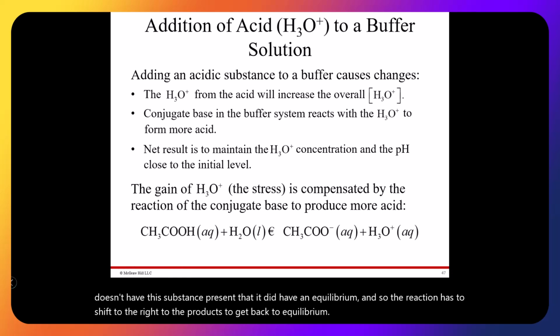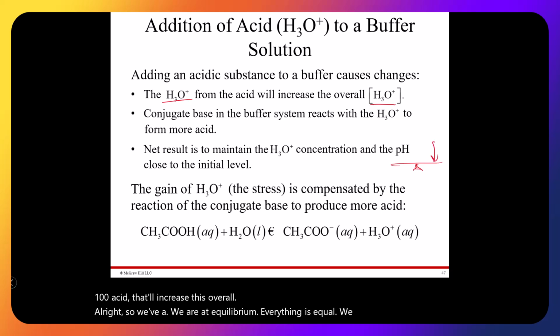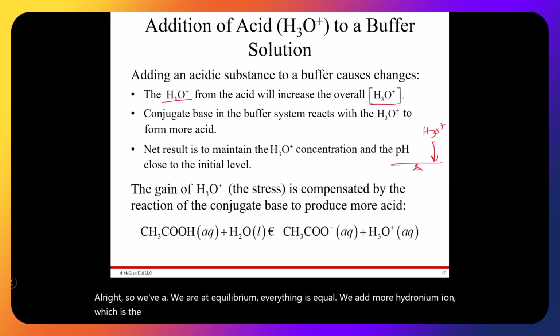All right, let's talk about the next one. So if you add acid, that'll increase this overall. All right, so we are at equilibrium. Everything is equal. We add more hydronium ion, which is the acid, which causes this to get out of whack like so.